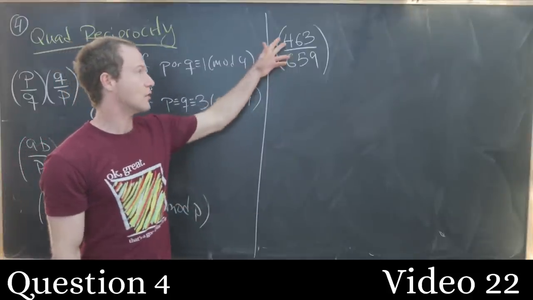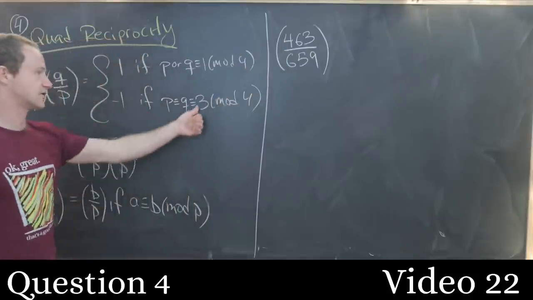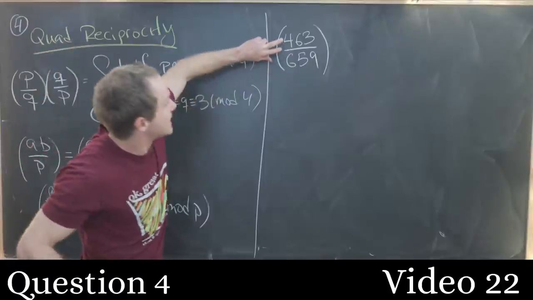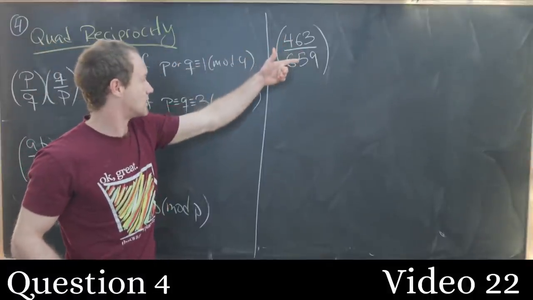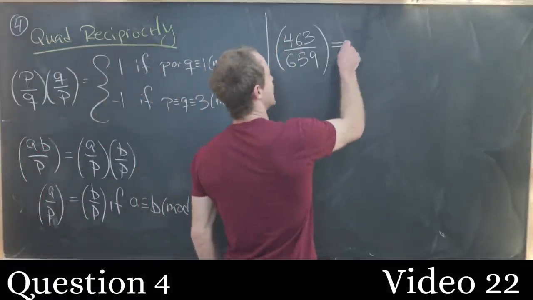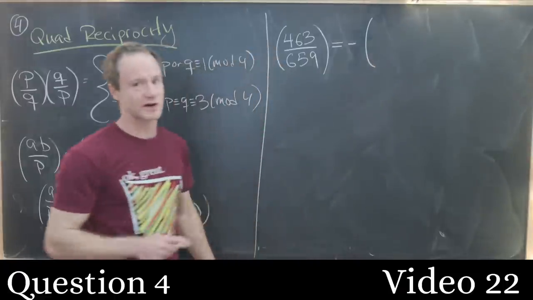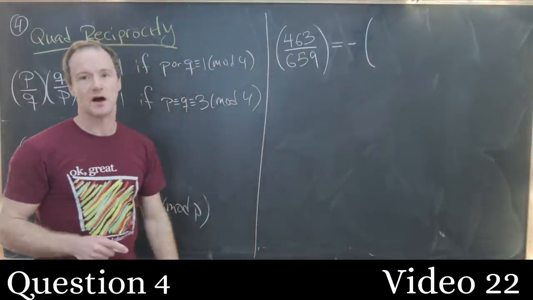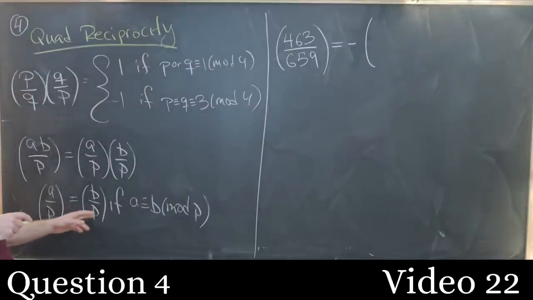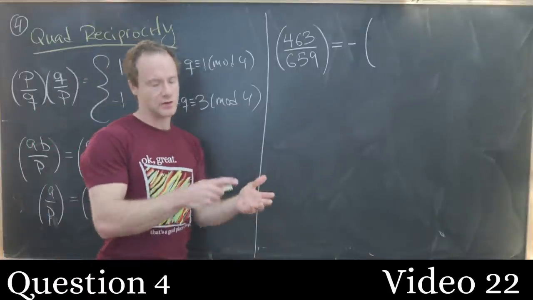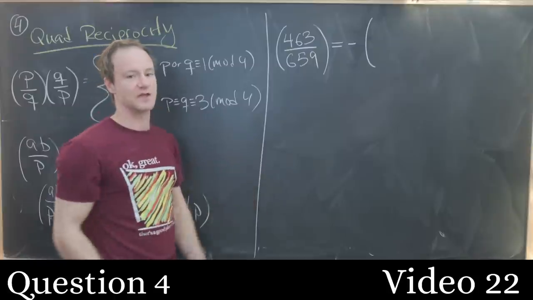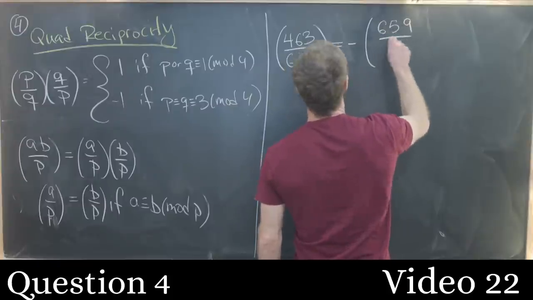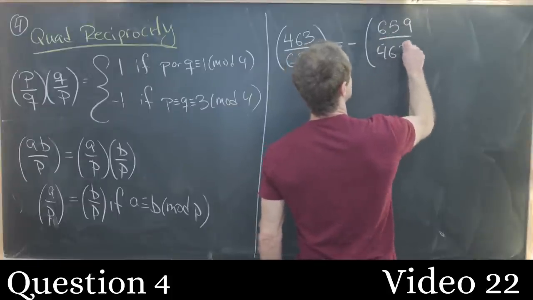Not only are these both prime, but they're both congruent to 3 mod 4. You can check that, it's not too hard. That means if we turn it upside down, we'll pick up a minus sign. And essentially, you always want to turn it upside down because you want the larger number on top so you can reduce it mod the smaller number. That way you have a cascade of the numbers getting smaller and smaller. So here we've got minus (659/463).